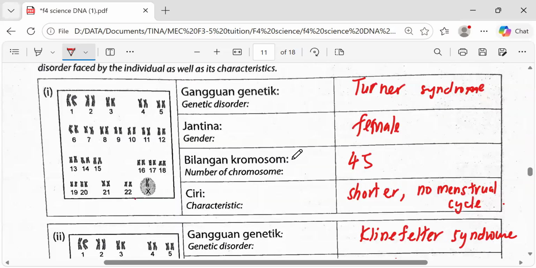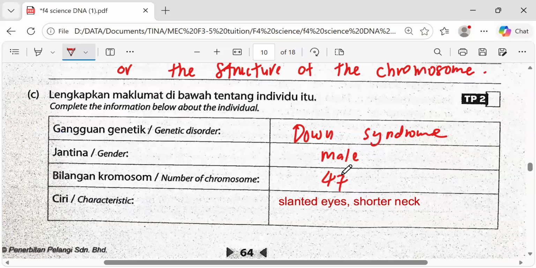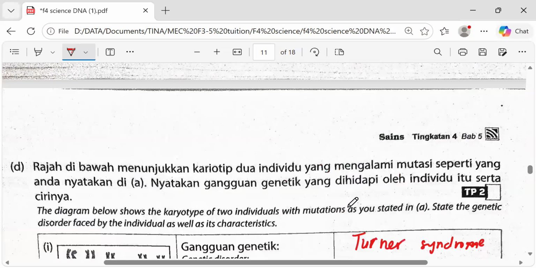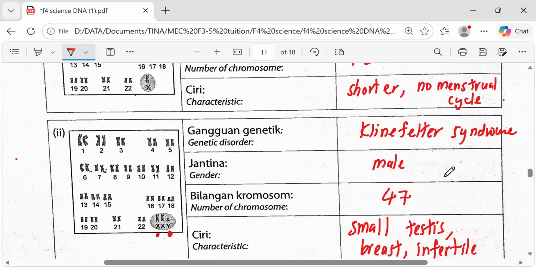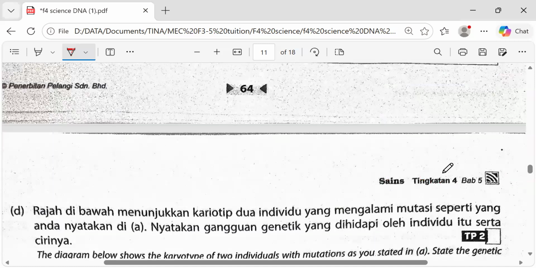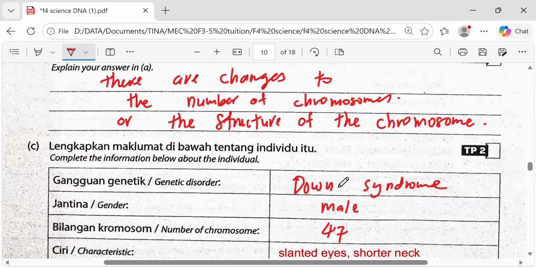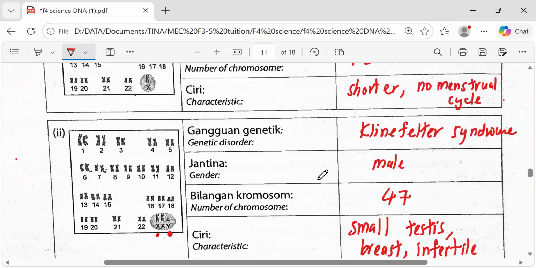All three of these, what do they have in common? Down syndrome, Turner syndrome, and Klinefelter syndrome. Is it the chromosome number or the chromosome being spoiled? It's the chromosome number. Klinefelter has 47, Turner syndrome has 45, and Down syndrome also has 47. So these are all chromosome number problems.